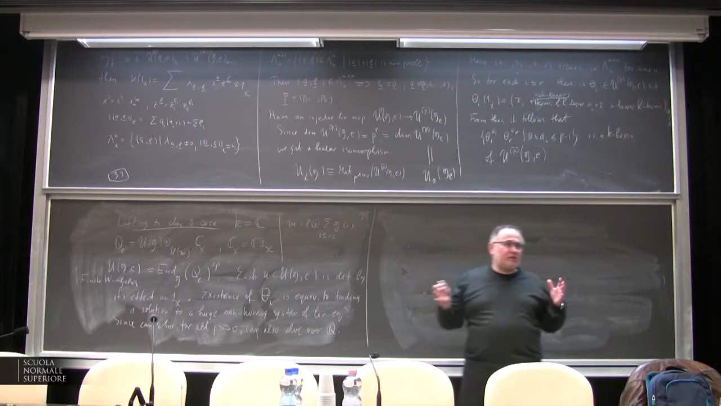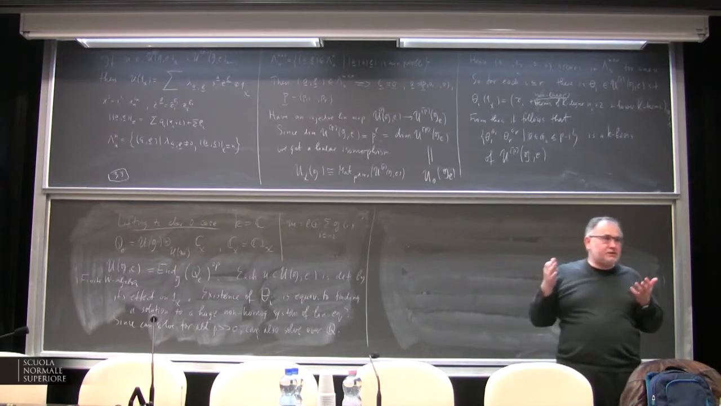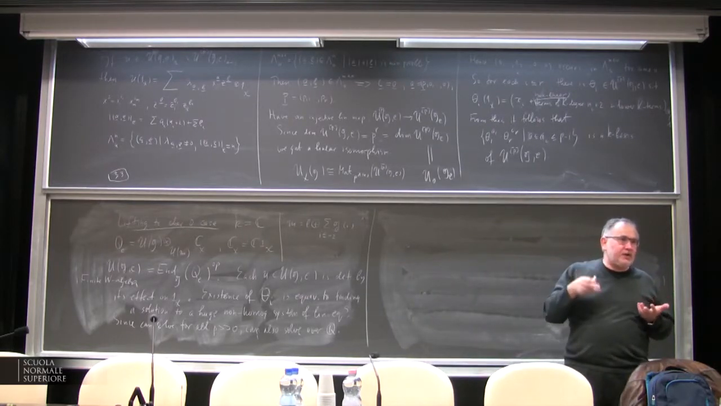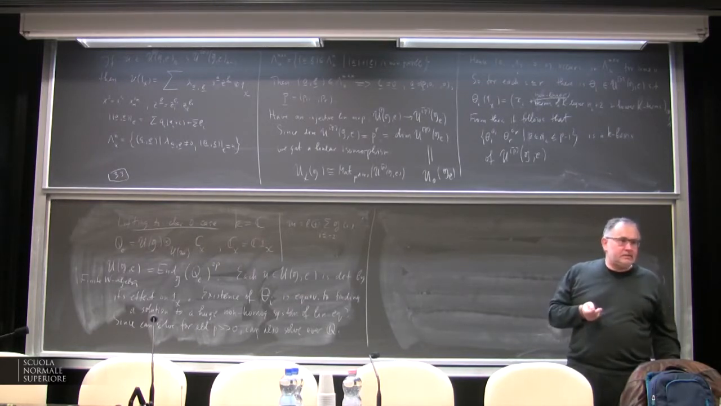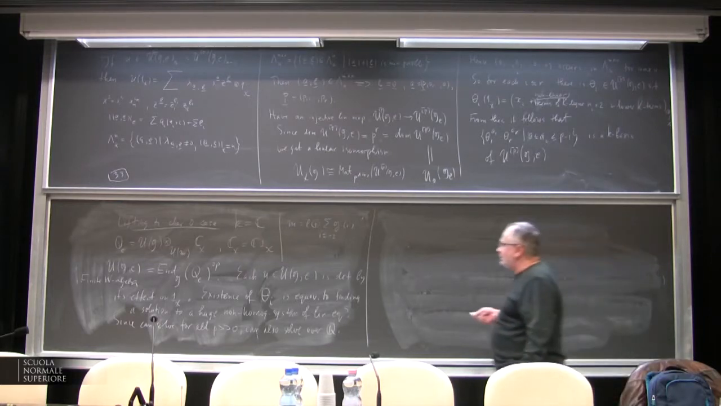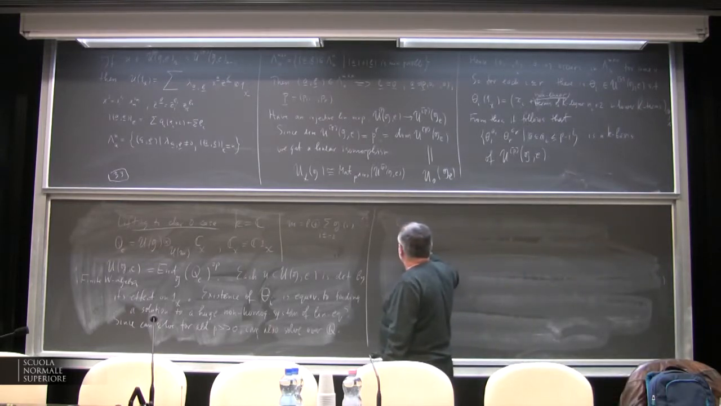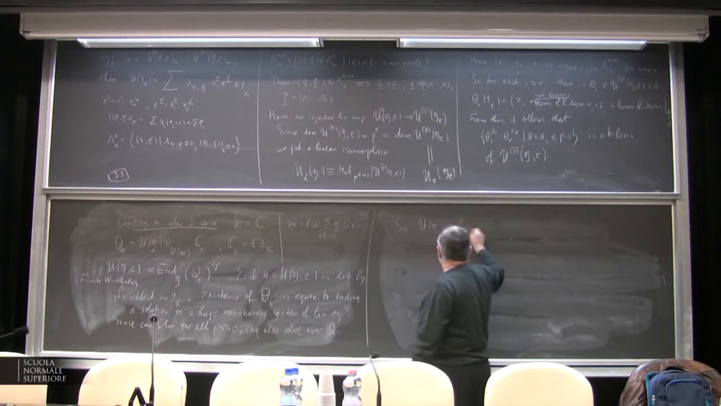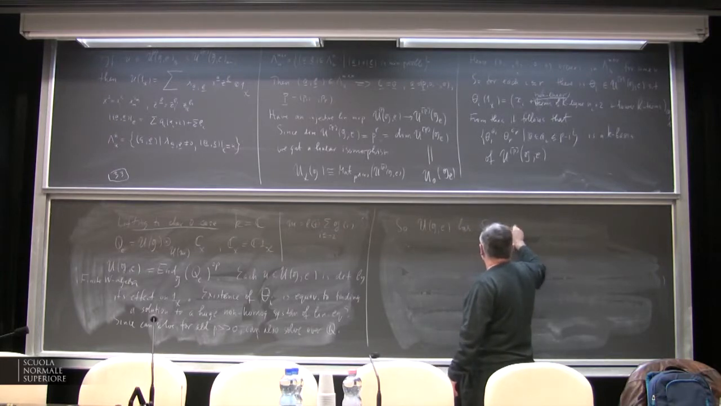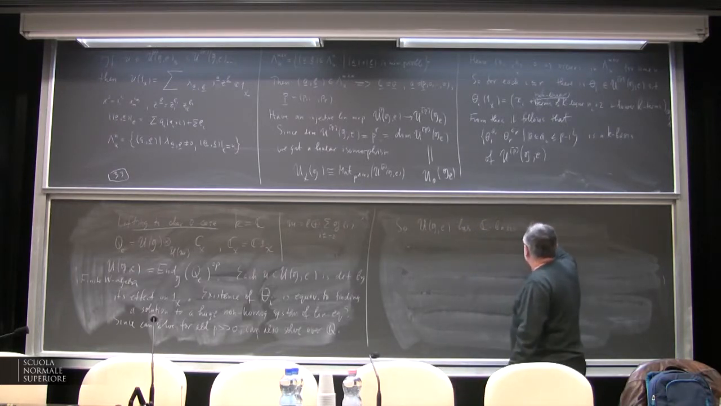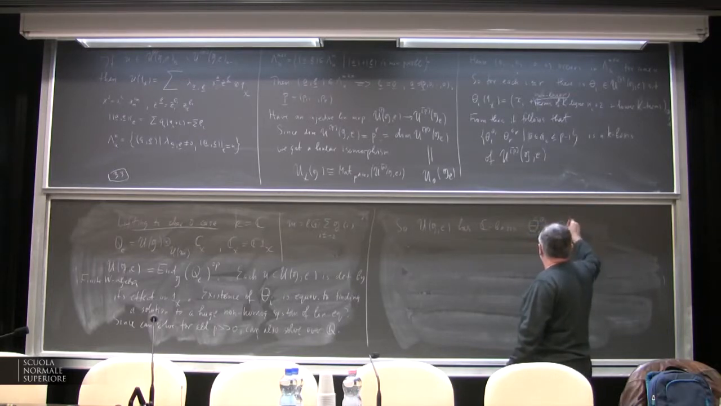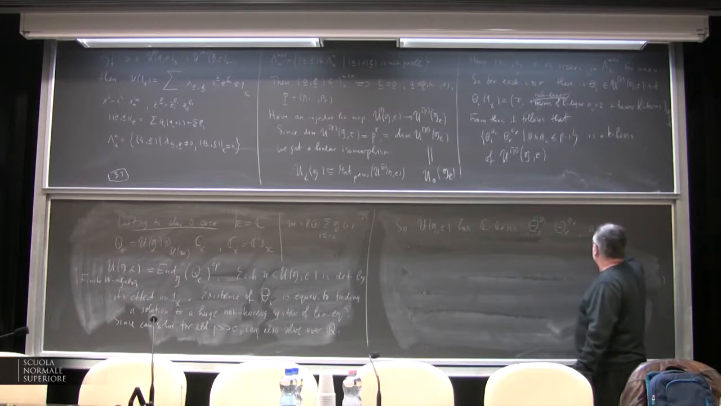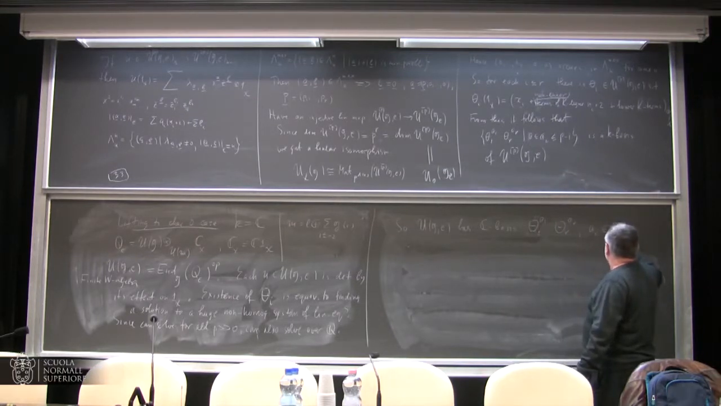It's just a non-homogeneous system of linear equations, which we know has a solution mod P for almost all P. Then it has a solution over Q. Therefore, U(g, e) has a C basis theta 1 to the A1, ..., theta r to the Ar, where of course the Ai are non-negative integers.